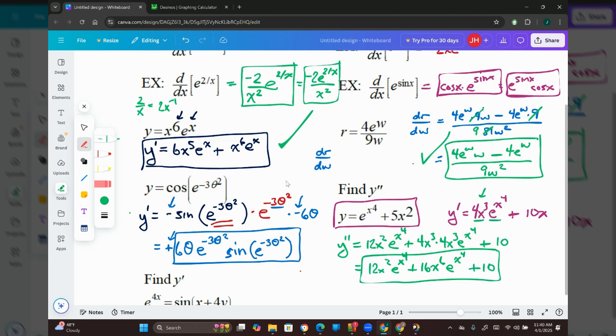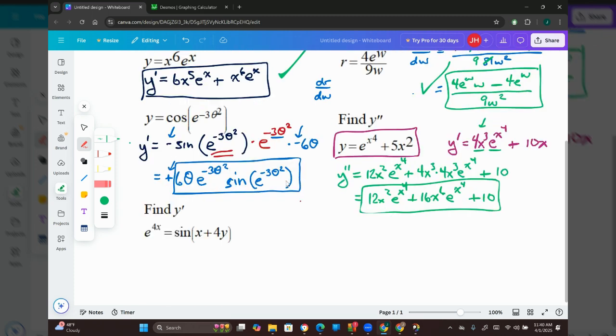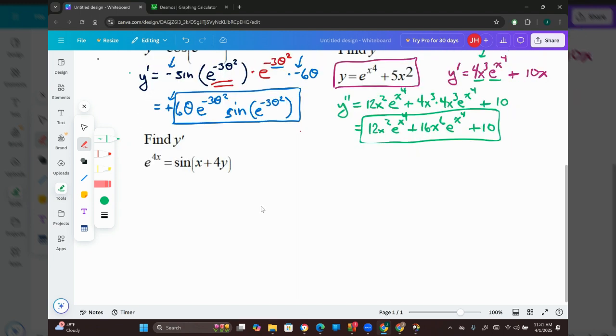Now, one more. Think about this. If you've watched my videos, you know there's kind of a progression to everything. We did product rule, we did quotient rule, we did chain rule, we did higher order derivatives, and we did implicit differentiation. So let's take a look at this problem. It has x's and y's. How do I take the derivative of this?